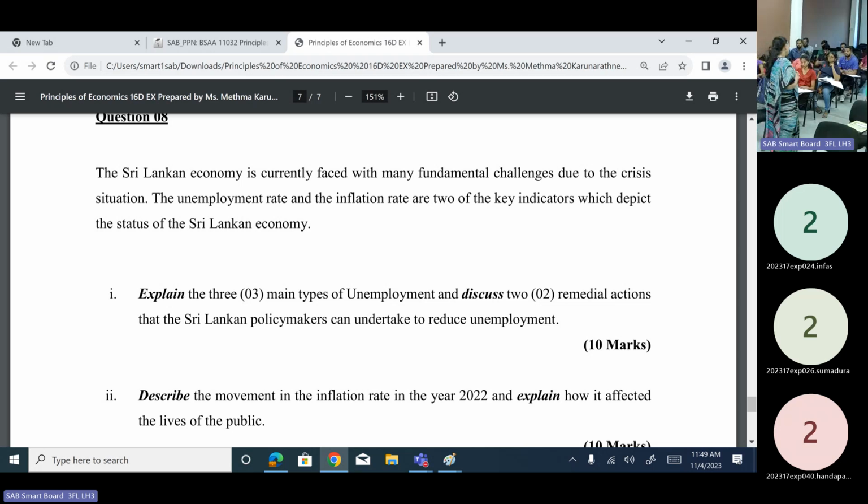First one, let's write down. You write down in sub-theme. Remedial policy action for unemployment in Sri Lanka.